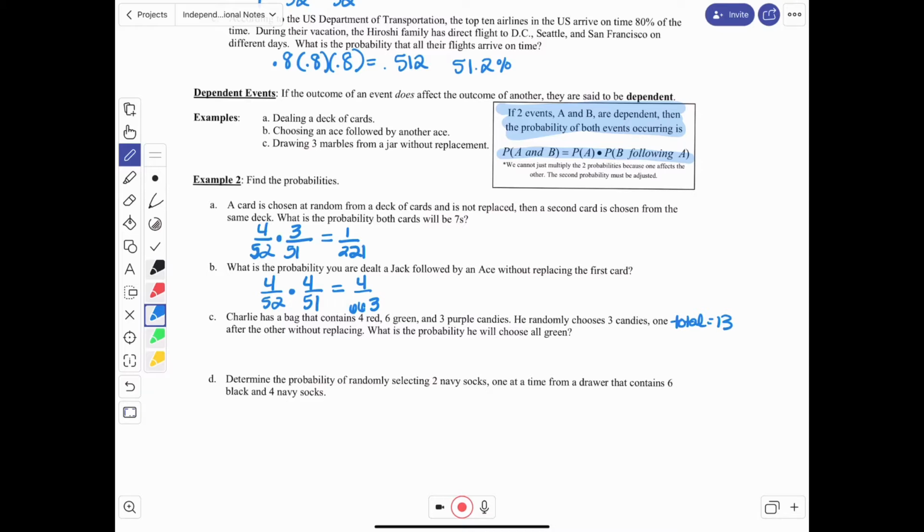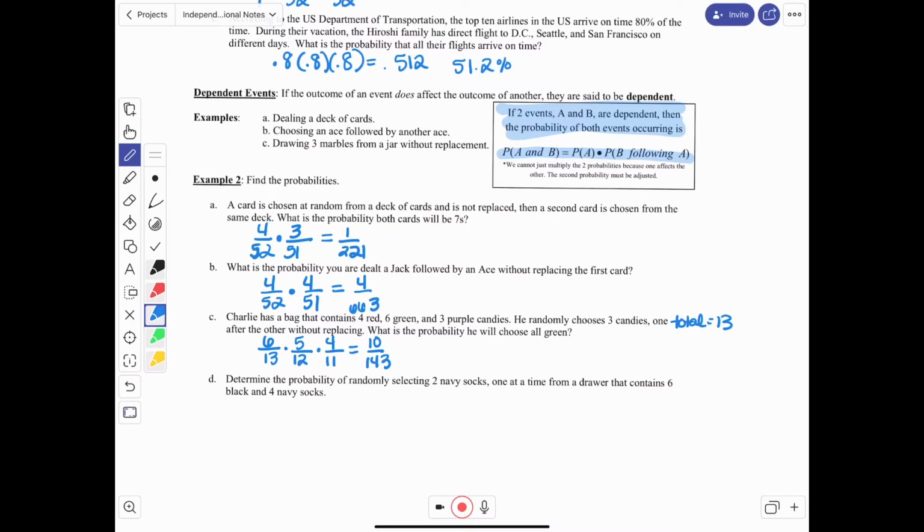Okay, so if he has 6 green, if we pick the first green one, 6 out of 13. And then if he picks another green one, he's down to 5 out of 12 because one of those is gone. And then if he picks a third, because one of those is gone, now he's down to 4 out of 11. We just multiply those three fractions and reduce that fraction. We get 10 out of 143.